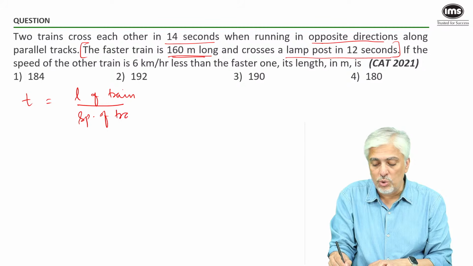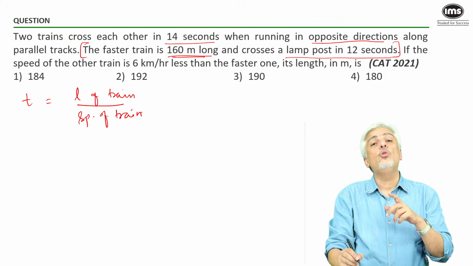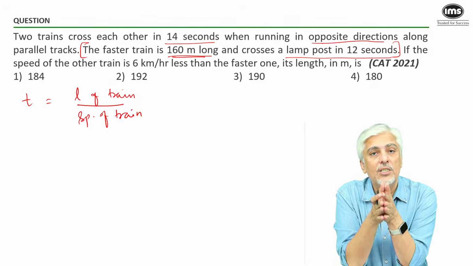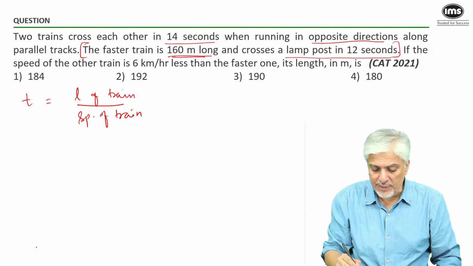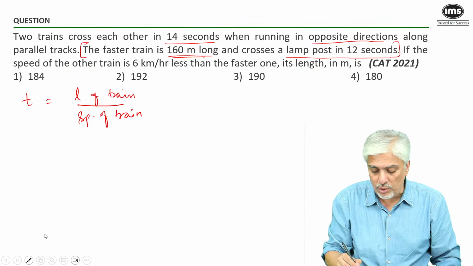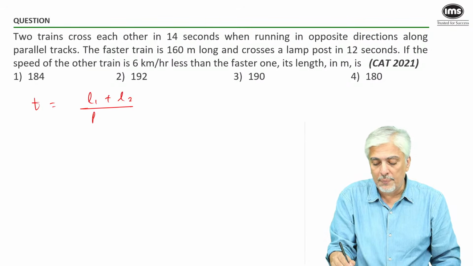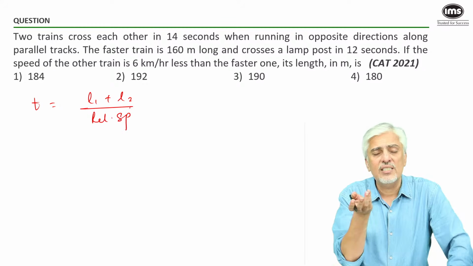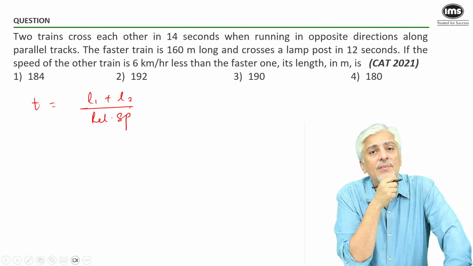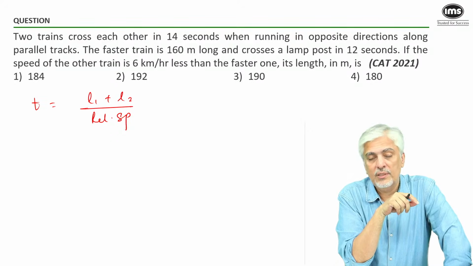Remember, there are no two trains over here and there are no two lengths also over here. Normally, for all time speed distance of train type of questions, I tell only one formula. I say time taken is L1 plus L2 upon relative speed. And now you will say, sir, but how will it work over here? It will still work. Let's see.